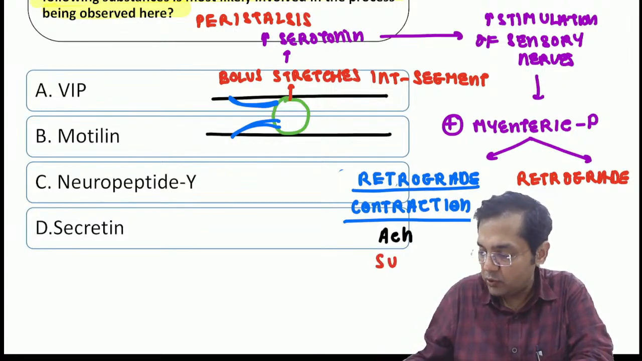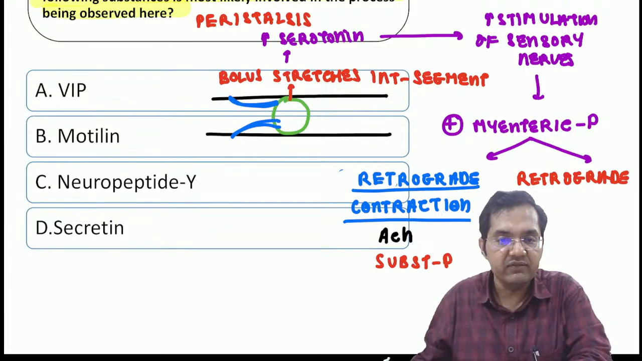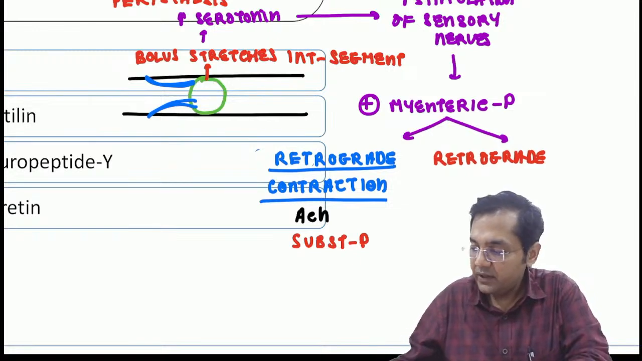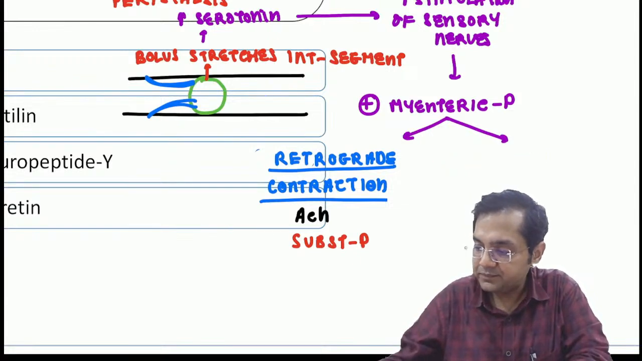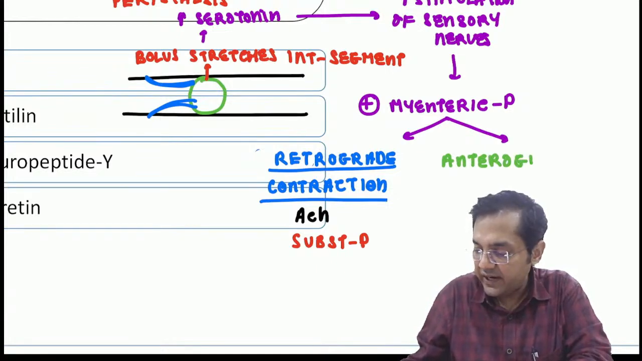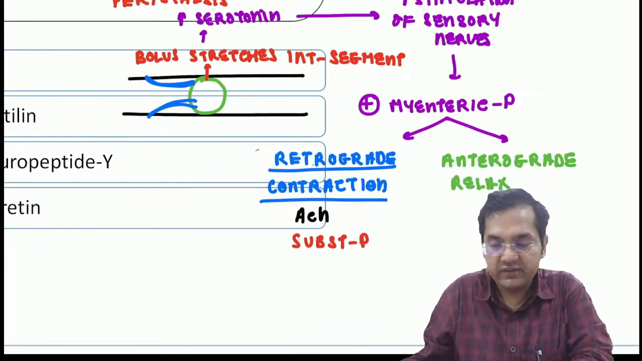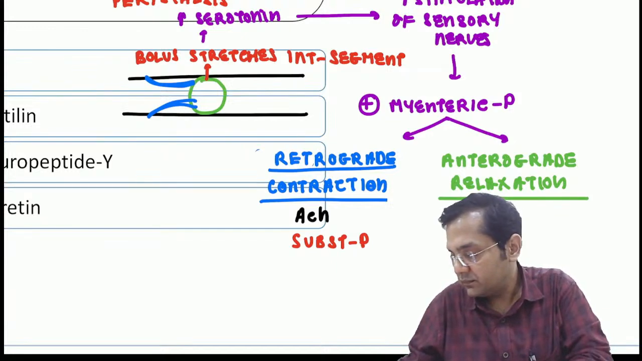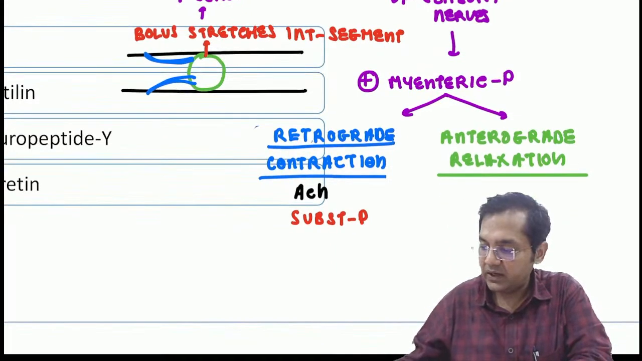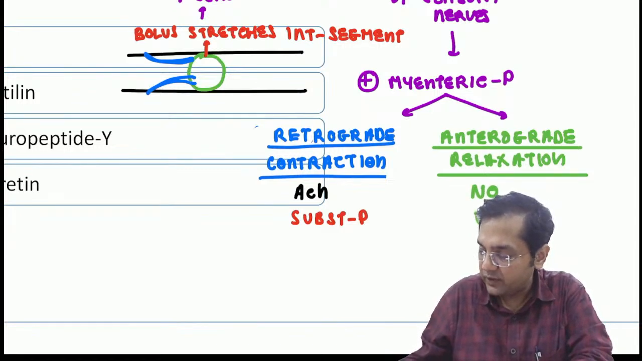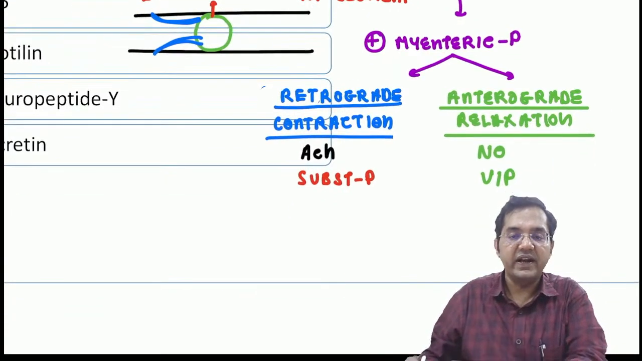Okay, both are important. They can ask you any one. Retrograde part is contracting, but please look at the anterograde part. In the anterograde part, that means which is ahead of the bolus, there would be relaxation. So in the anterograde part, there is relaxation. How will the relaxation occur? That was the question: due to nitric oxide and VIP.